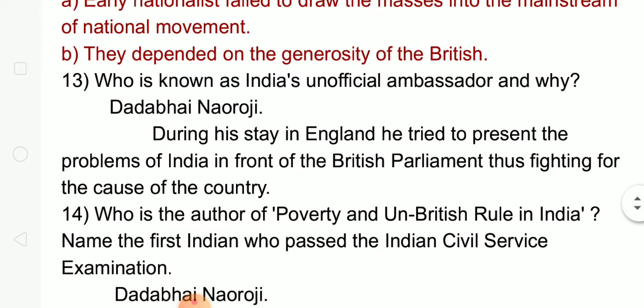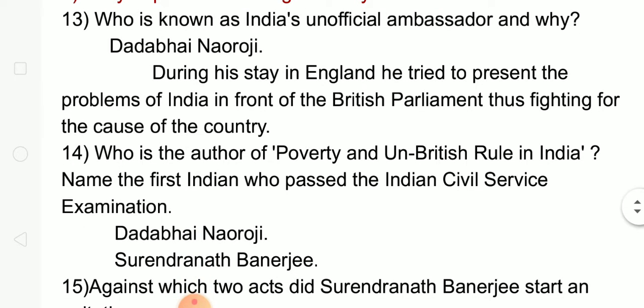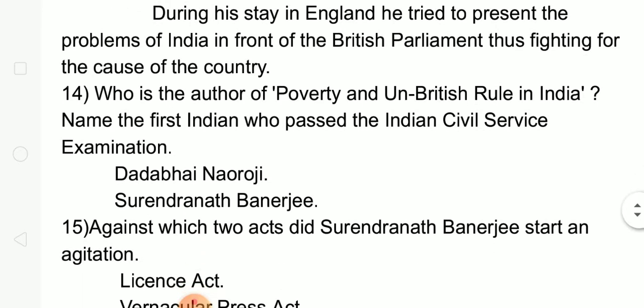14th question. Who is the author of Poverty and Un-British Rule in India? Name the first Indian who passed the Indian Civil Service examination. The author of the book Poverty and Un-British Rule in India is Dadabhai Naoroji. The first Indian who passed the Indian Civil Service examination is Surendranath Banerjee.